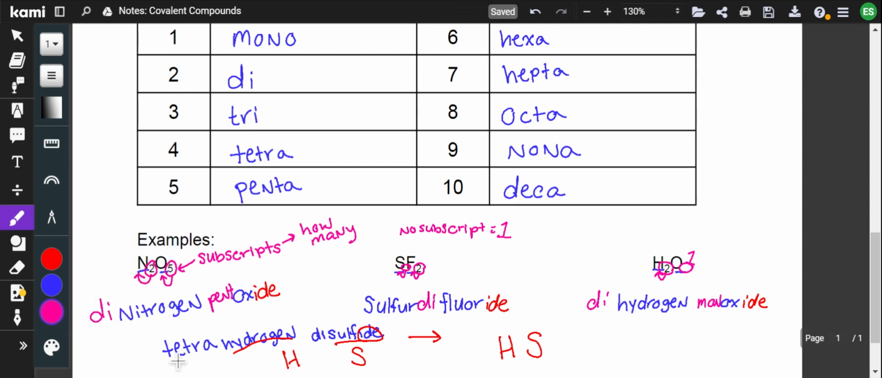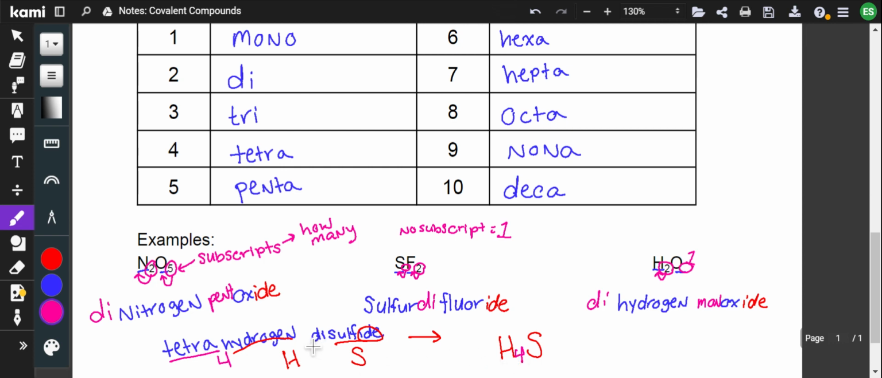Then I'm going to look at my prefixes. Prefix tetra, tetra is 4. So I know that there's going to be 4 hydrogen here. Now this is going to be a subscript, and this is the biggest mistake I see students make all the time. This becomes a subscript. It goes after the element symbol. So this 4 comes after the H, not in front of it. We'll get to what that would be later, but the subscripts go after the element symbol.